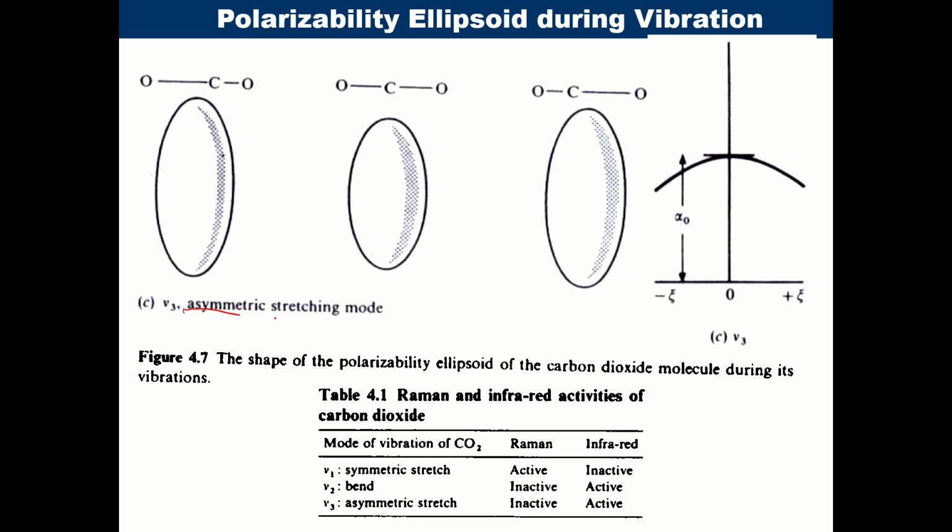And the third case, asymmetric stretching, again you will find compression, elongation, compression, elongation, like that. So if this is the equilibrium situation, overall, very close analysis tells us that when we see the ellipsoid, there is no change. The slope remains unchanged. D alpha by dq is 0, very close to the nucleus, and so it is inactive. So it is also inactive.